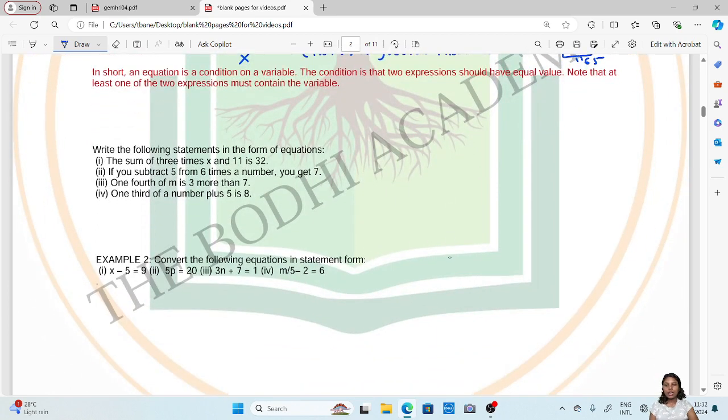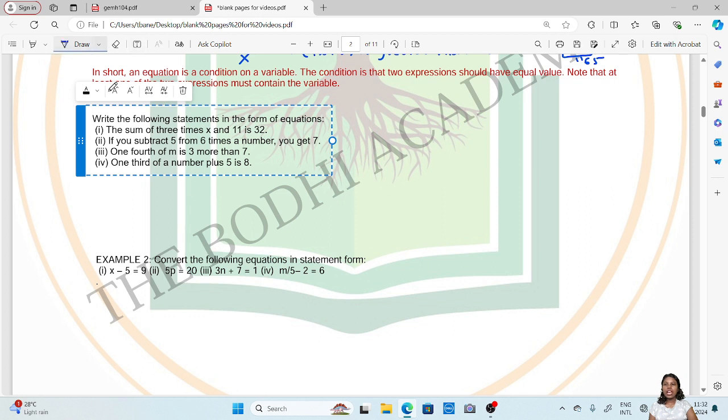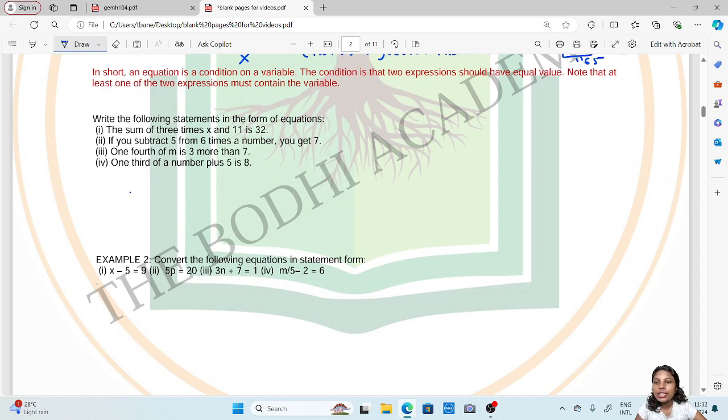Now let's look and try to solve some examples. So the first example is the sum. Here what we have to do is, they have given us a statement in words. We have to form the equation of this statement. Okay. So now let's look at the first one. What does the first one say? The sum of 3 times x and 11 is 32.